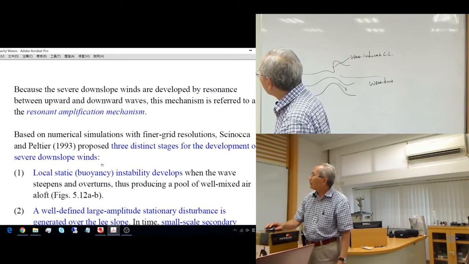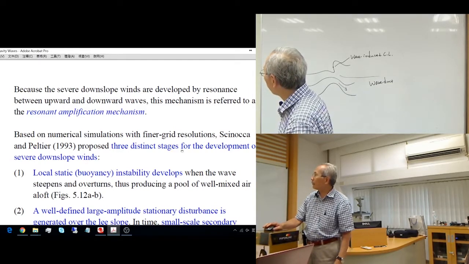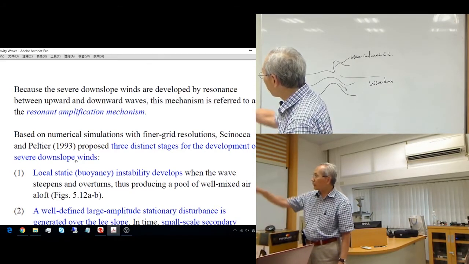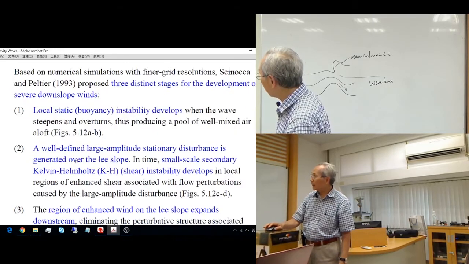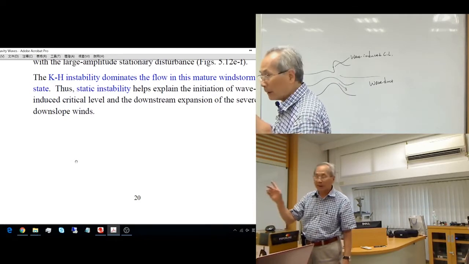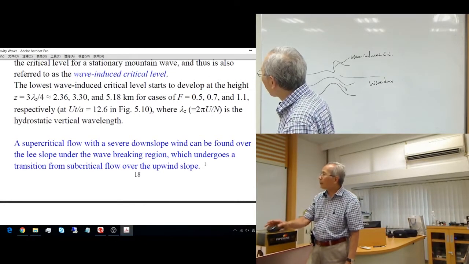And in Shinoka and Peltier, they propose 3 distinct stages for the development of severe downslope winds. This is a very good description. This is an older one. I'm not going to go into details.